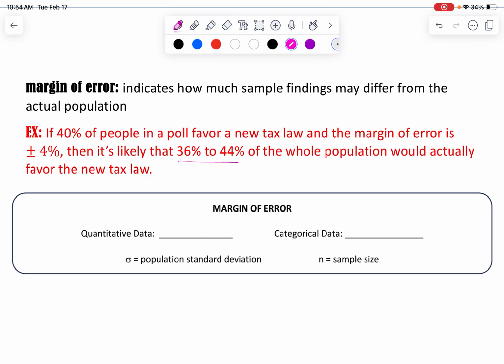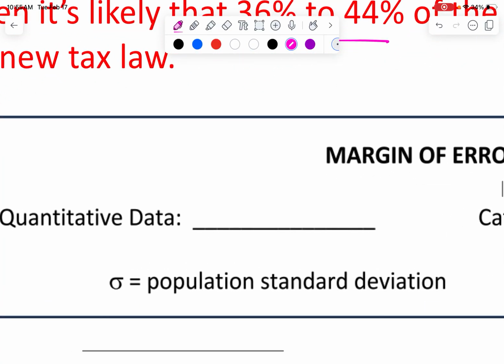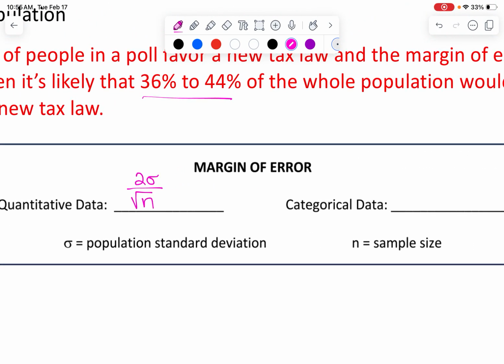So margin of error, if it's a quantitative data set, dealing with numbers, is 2 times the standard deviation divided by the square root of n, where n is your sample size. And remember, sigma represents the population standard deviation. So, 2 times the standard deviation divided by the square root of the sample size.